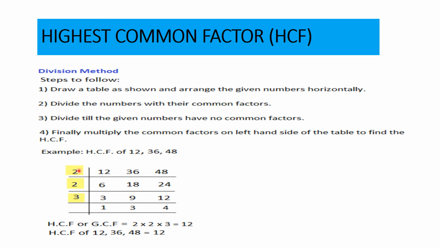If you divide 48 by 2, you will get 24. Now again you can see these three numbers are divisible by 2. 6 is also divisible by 2, 18 is also divisible by 2 and 24 also is divisible by 2. So again you will divide these three numbers by 2. 2 threes are 6, 2 nines are 18 and 2 twelves are 24.